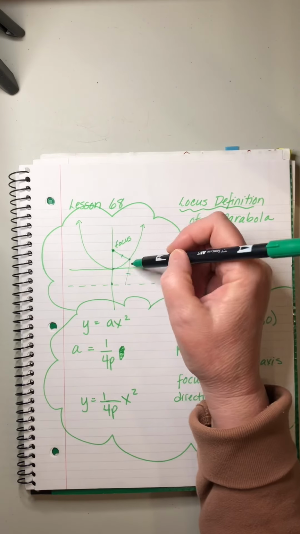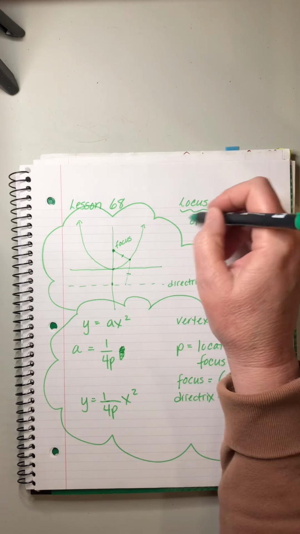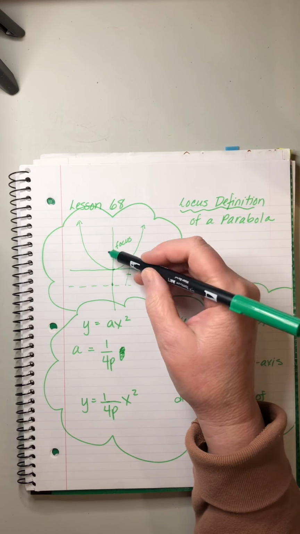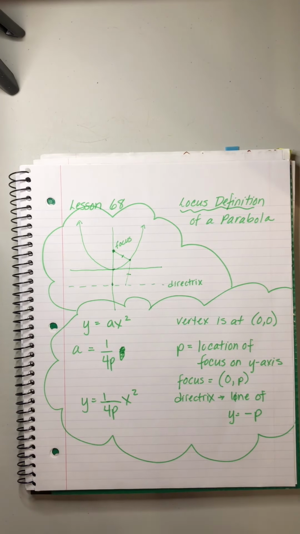Okay, so it's this relationship that gives us that locus definition. Locus definitions are always about distances between things. All right, let's dive in. Look, I'm almost to the back of the book.